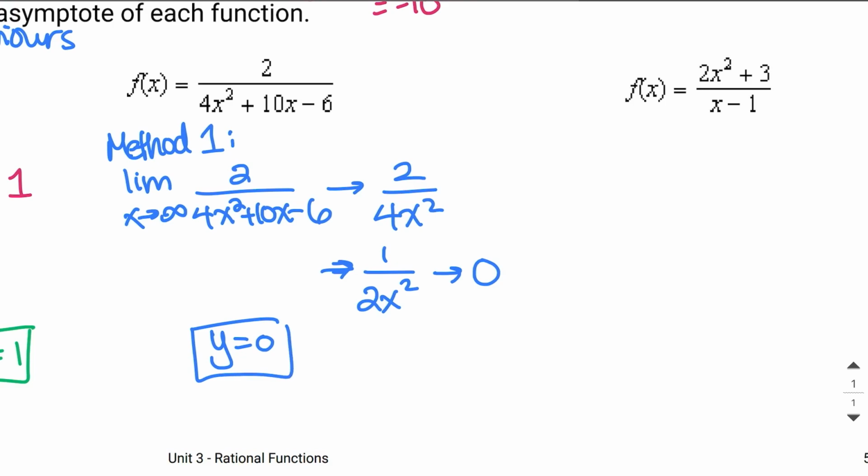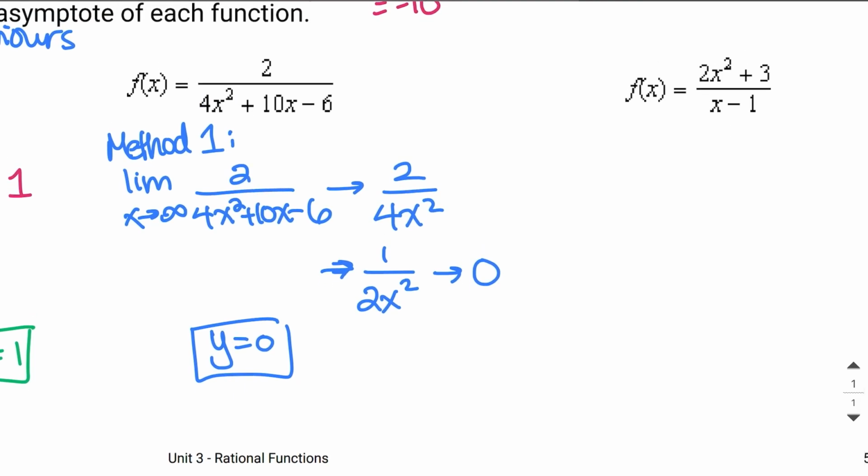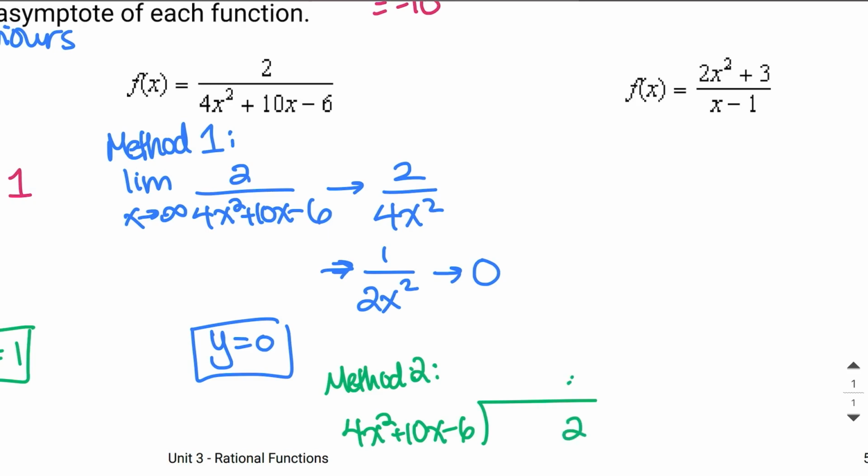But we also know it's going to be y equals 0 because the degree of the denominator is larger than the degree of the numerator. Okay, and then our second method is we can, again, just do long division. So here's method 2. And here I'm going to take 4x squared plus 10x minus 6, and I'm going to divide that into 2. Well, 4x squared cannot go into 2, so it's going to go in 0 times. So that's why my horizontal asymptote would be y equals 0.